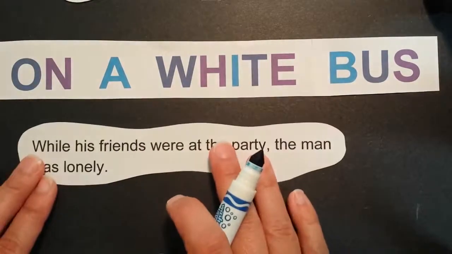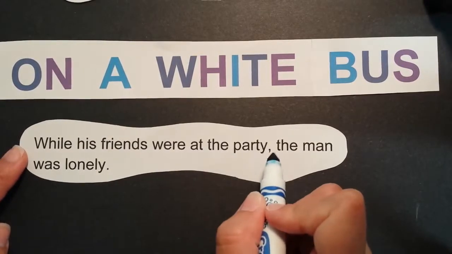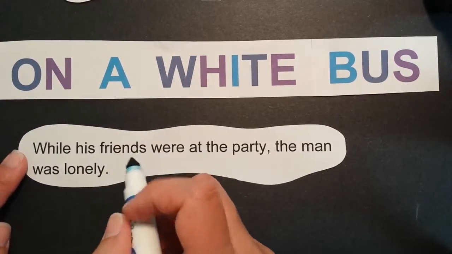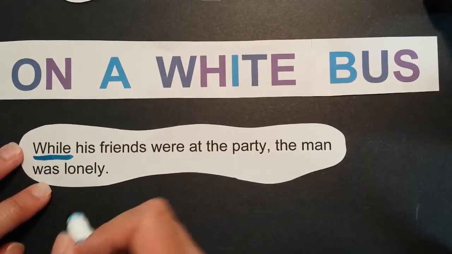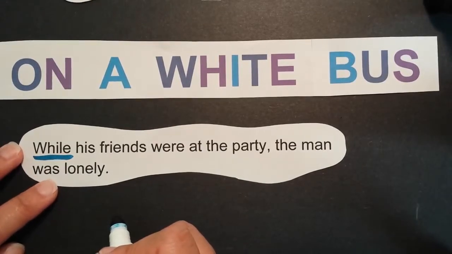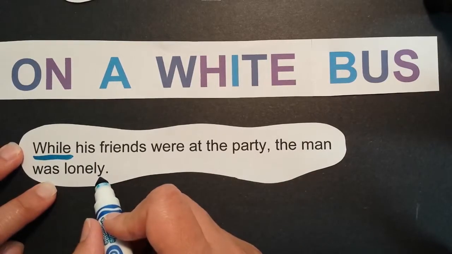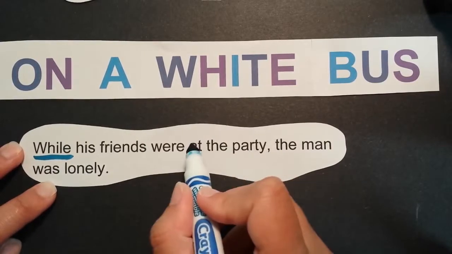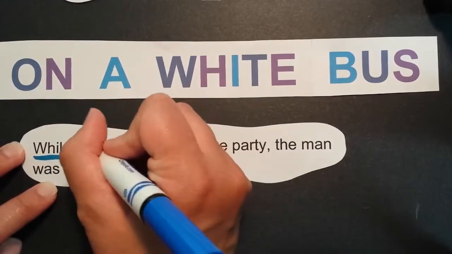One more. While his friends were at the party, the man was lonely. I notice right away I have a comma, so I know I've got some clauses. While his friends were at the party. Well, that obviously cannot be a sentence on its own. There's my subordinating conjunction. The W in AAAWWUBBIS, one of the ones anyway. And then the last part of this, the man was lonely, that's an independent clause. So this comma is separating my subordinate clause and my independent clause. And there's my subordinating conjunction.